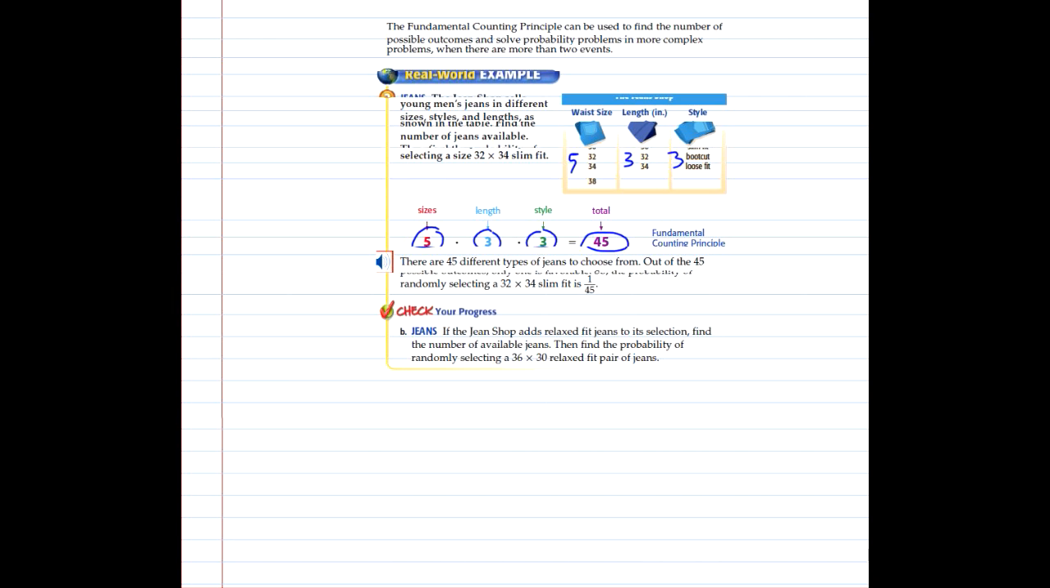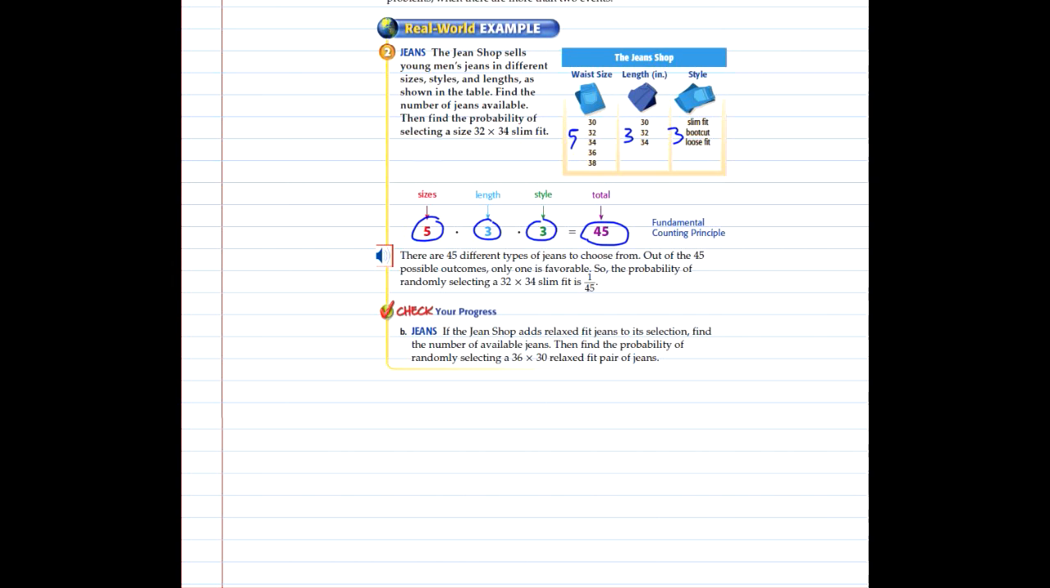If the jean shop added relaxed fit, so that means instead of 3 I have 4, find the number of available jeans. So 5 sizes, 3 lengths, 4 styles. 5 times 3 times 4 gives me 60 for a total instead of 45. 32-34, again, can only occur 1 time. My 1 favorable out of my total of 60 possible outcomes gives me a probability of 1 in 60.